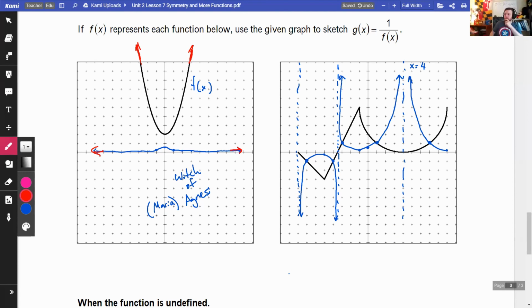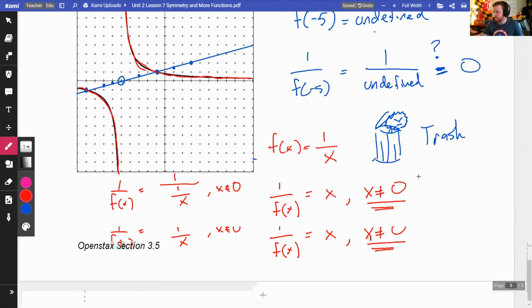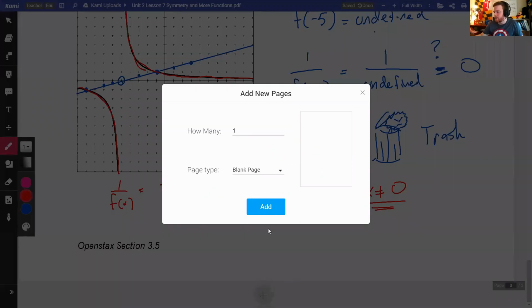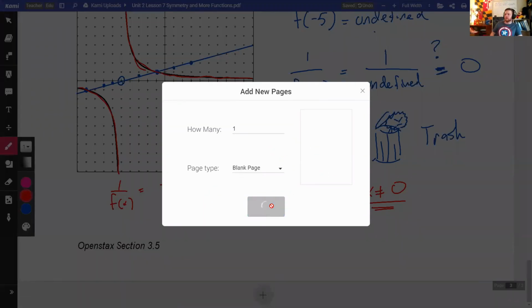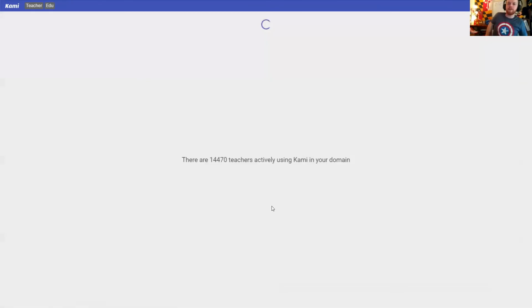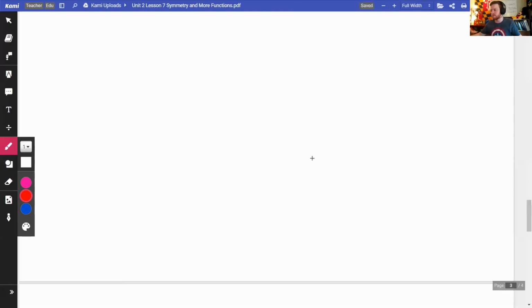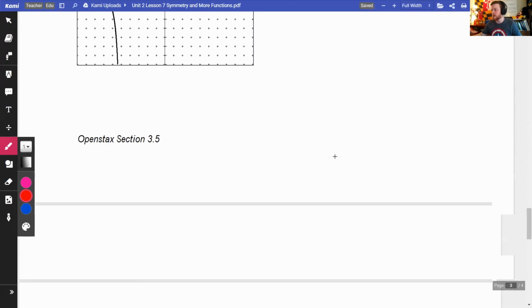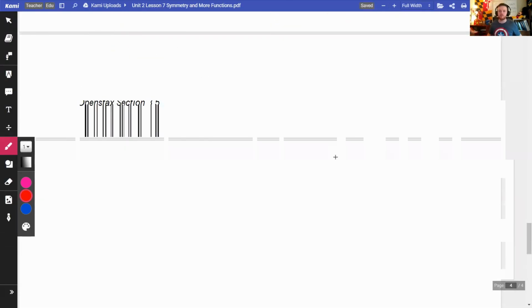So I got one last comment I guess I'll make before we close this one out. And that is, let me go ahead and add a page, just so everyone knows that that's a possibility as well. You can always add a blank page. But we've graphed all these parent functions, and we've now talked about how to graph reciprocal functions. So one of the things that we can do now is, with few exceptions, graph or get a sketch of any function that is given to you.